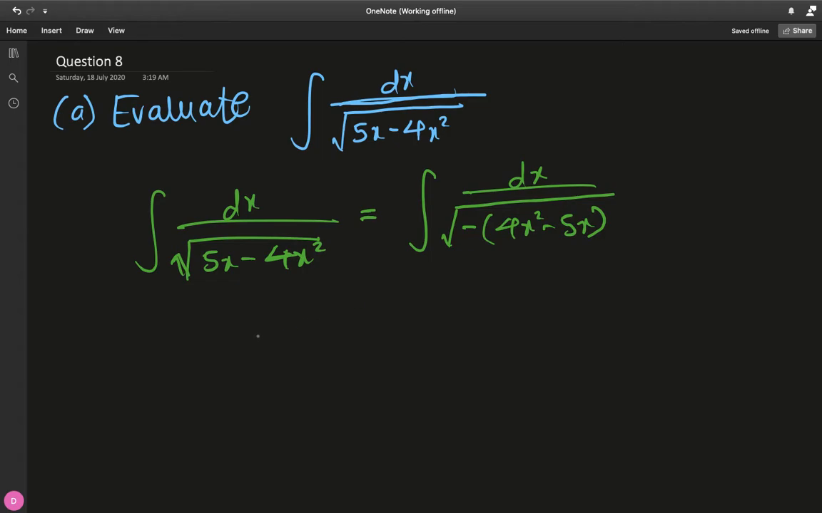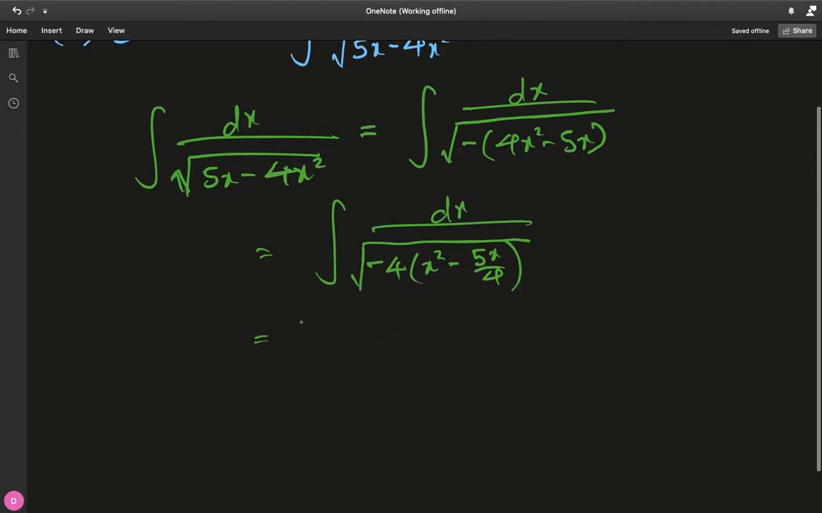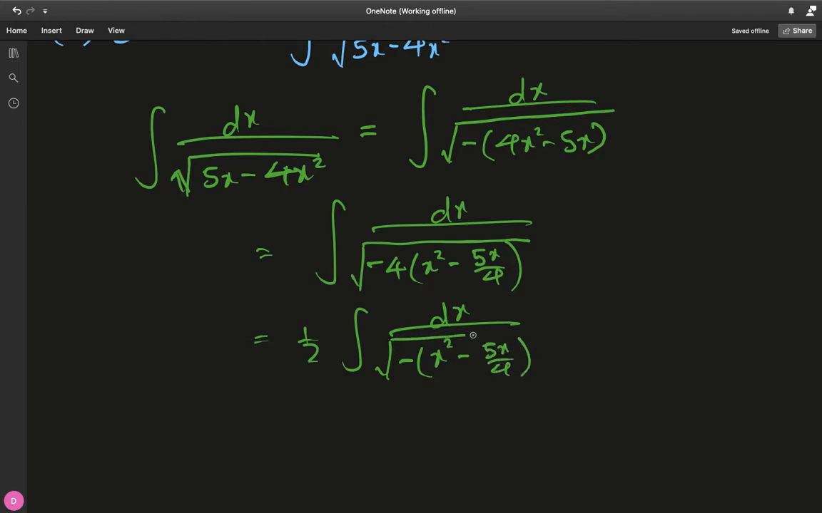Okay, fair enough. Now I would like to take 4, factorize that out. So we have -4 roughly, and then we have x squared minus 5x over 4 because we are factorizing that 4 out. Okay, so square root of 4 becomes 2 and it becomes half outside. Then dx over square root of negative x squared minus 5x over 4 under root.